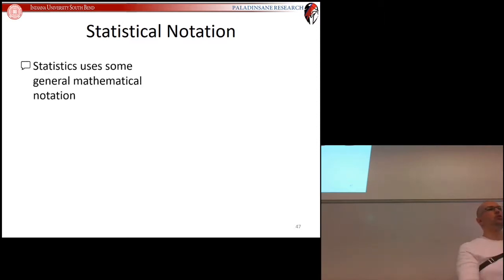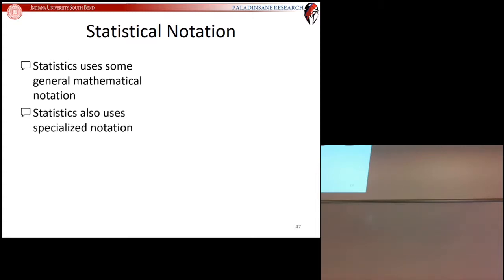All right, so statistics has statistical notation, special symbols that it uses in statistics, and most of these are the same as just general mathematical notation. So you'll see a lot of pluses, equals, divide, all that kind of stuff. But statistics also has some specialized notation, something specifically designed for statistics.